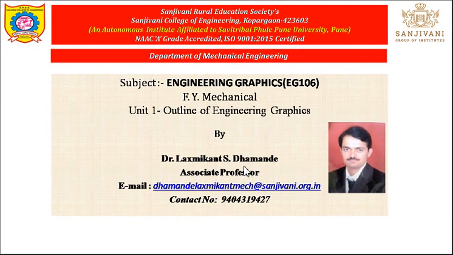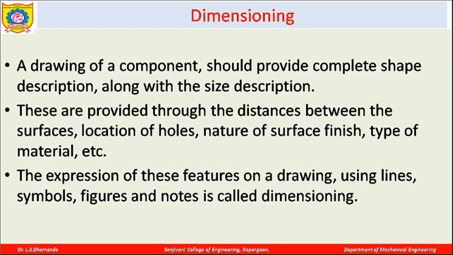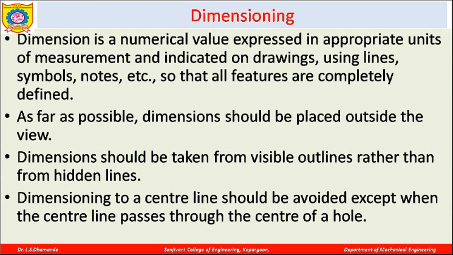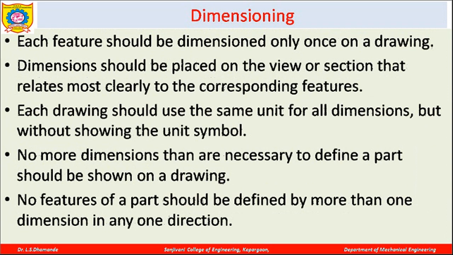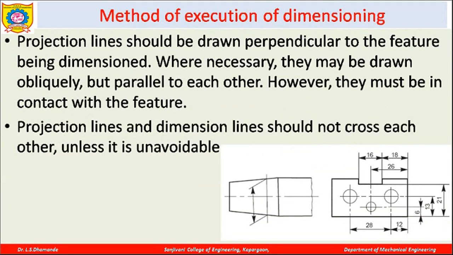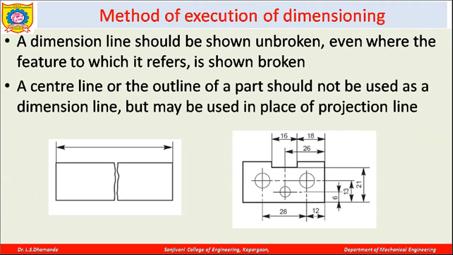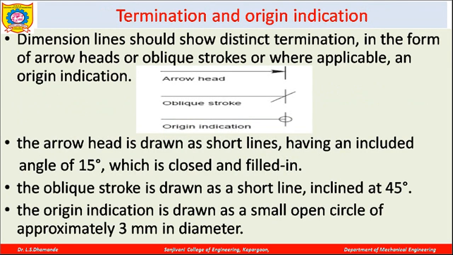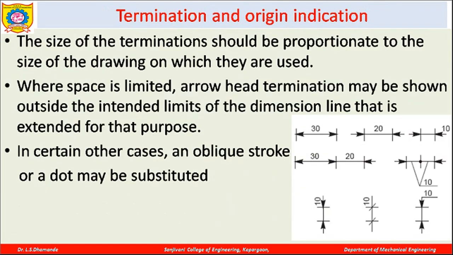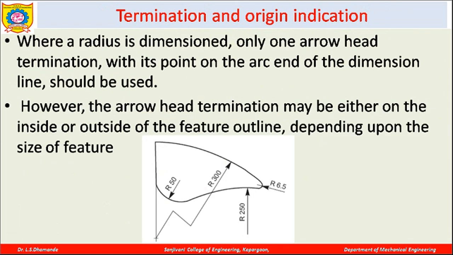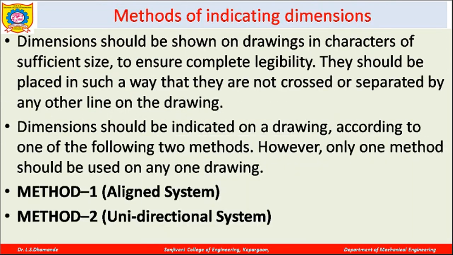So welcome back. We are talking about dimensioning over the drawings, and we have initially discussed some important things related to dimensioning: what is to be followed and what is not to be followed, how to end the dimensions, what is called a dimension, and how you can draw the proportional arrows for the drawings. So now we will discuss the methods of indicating the dimensions.